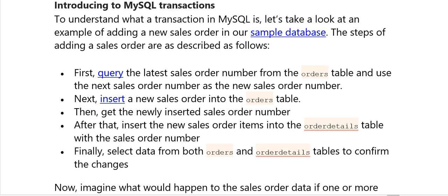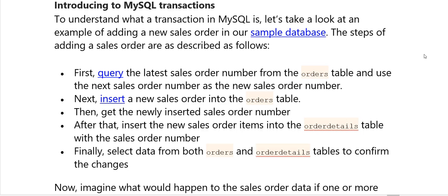Okay, now introducing MySQL transactions. Transactions are what we use in MySQL to check whether the commands have been executed or not. Normally we use transactions in our databases. For example, the first query gets the latest sales order number from the orders table, and we use the next number as the new sales order number.